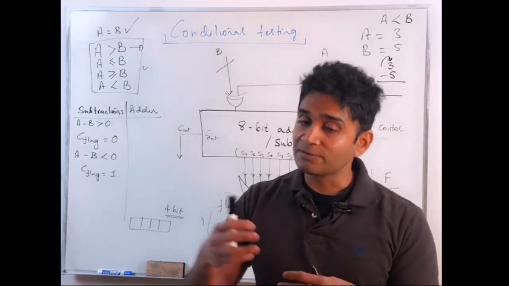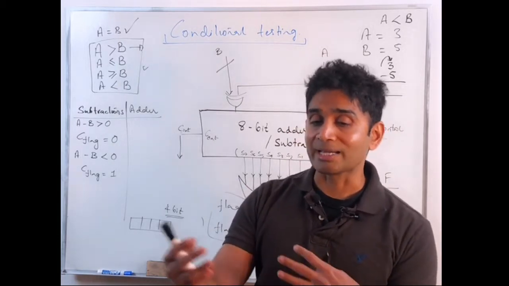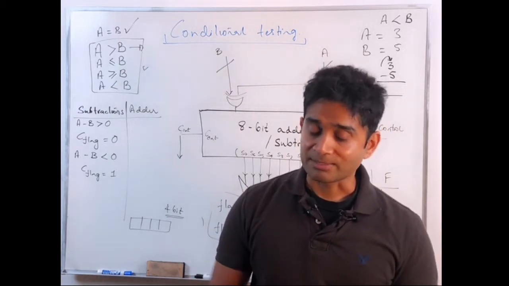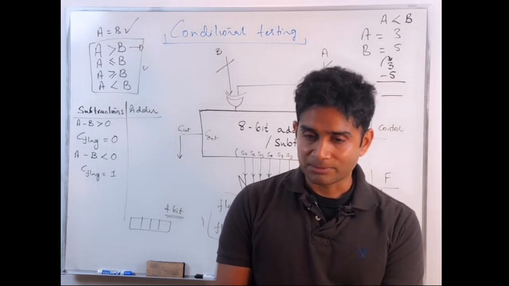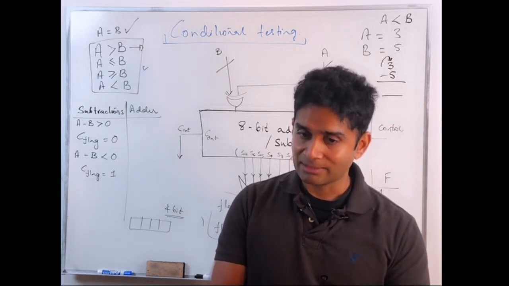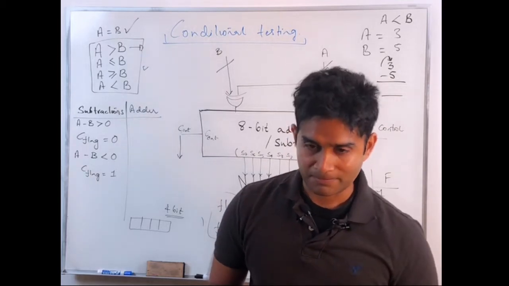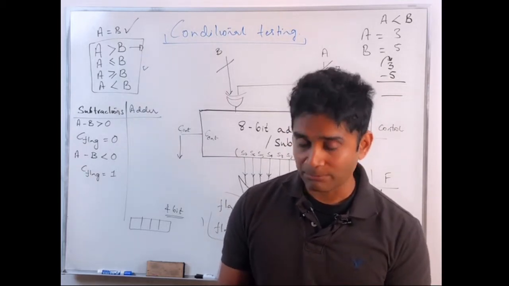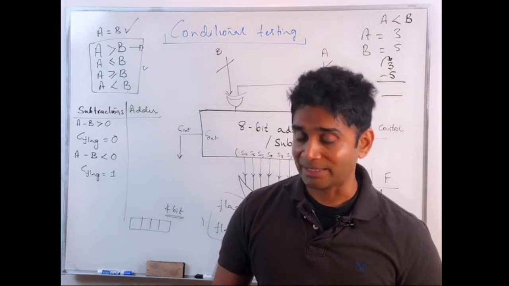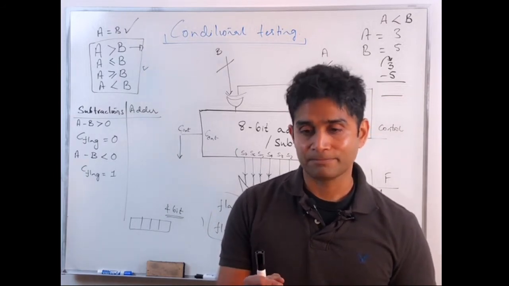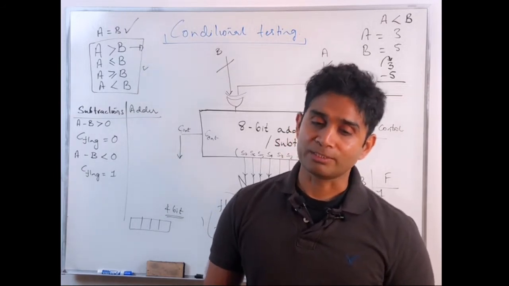If my sum exceeds 15, let's say if I'm adding 7 to 9, my sum is 16. 16 is larger than 15. Would I be able to represent 16 in 4 bits? I will not be able to represent 16 in 4 bits, right? I need another additional bit. How do I test for that overflow condition?